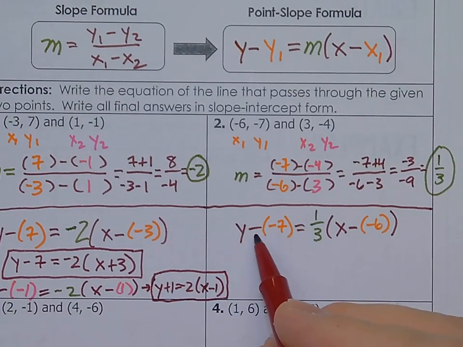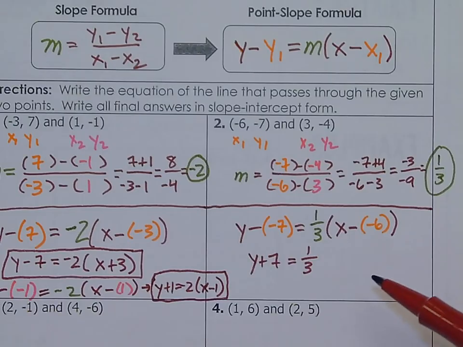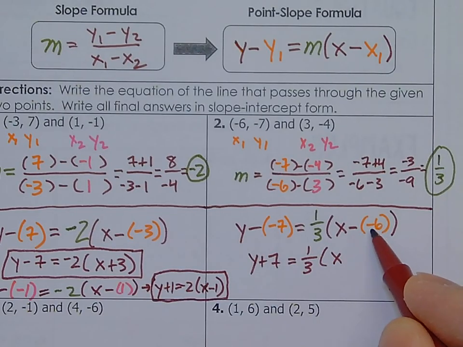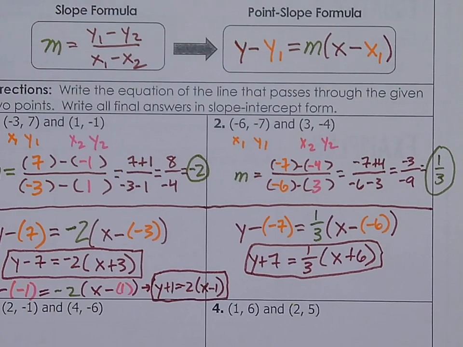I have y subtracting a negative 7, again that's y plus 7 equals, the slope doesn't change yet. We only have to distribute one if I want to convert to slope-intercept form. Right now I'm just going to leave it in point slope. So 1/3 times x, and minus a negative 6, again that's a plus 6 there. So this is point slope form. If I wanted to convert that into slope-intercept, we know how to do that now.